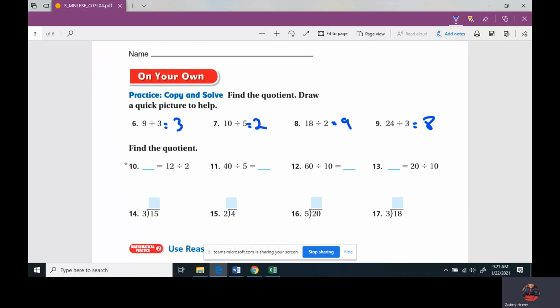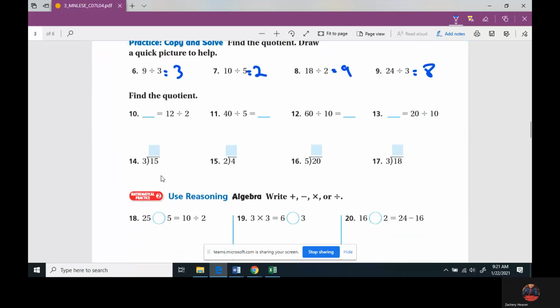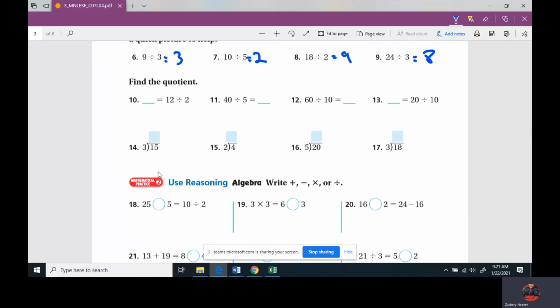Good. Make sure you're copying all these answers down. Brett, 12 divided by 2. Peyton, 40 divided by 5. Mason, 60 divided by 10. Annie, 20 divided by 10. 2. Jackson, 15 divided by 3.